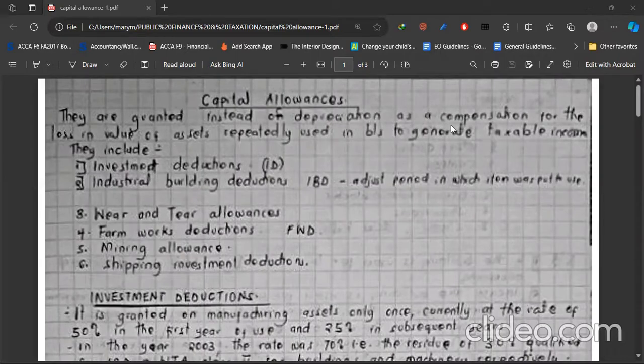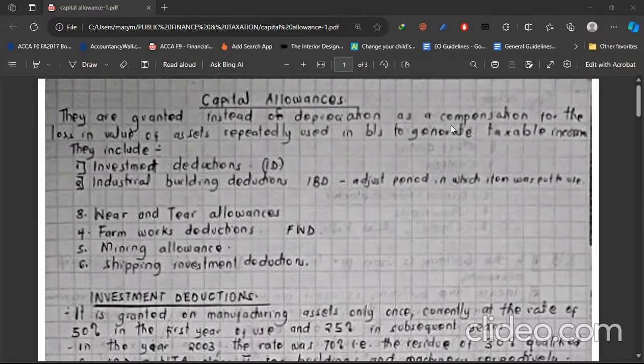For example, you may find we purchased a certain asset at the beginning of the year or at a certain period within the year. When you're doing the investment deductions, there are no adjustments to be made. But when you are doing the industrial building deductions, you apportion for the period. If an asset is put into use within a specific period, say we started using an asset in October and our year runs from January to December, it's very important to know that the IBD you are supposed to calculate should be for 3 months.